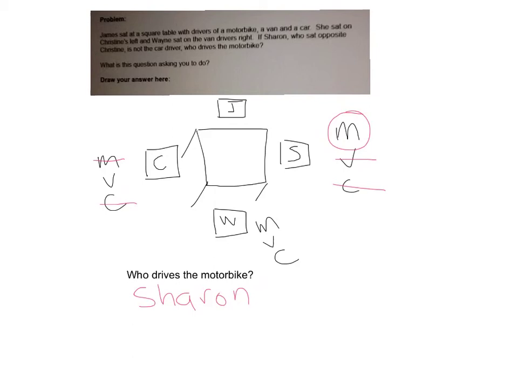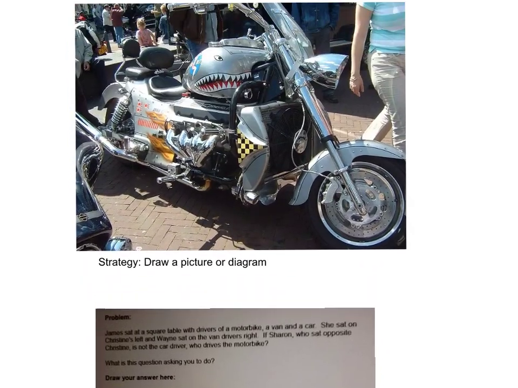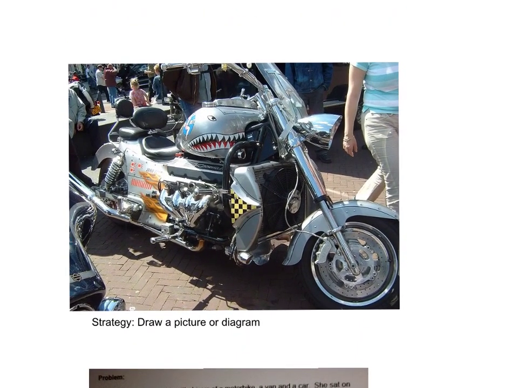Who drives the motorbike? So she's not driving the car, she's also not driving the van because Christine's driving the van, which means that she must be driving the motorbike. So the answer to that problem is Sharon, and a very nice motorbike it is too.